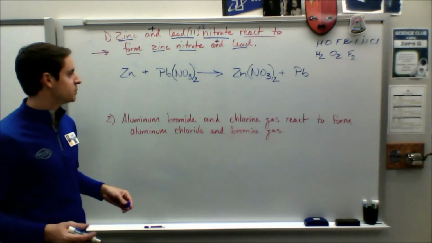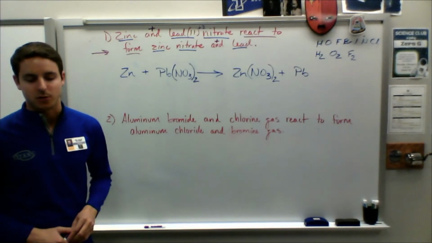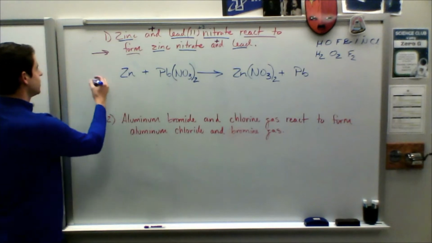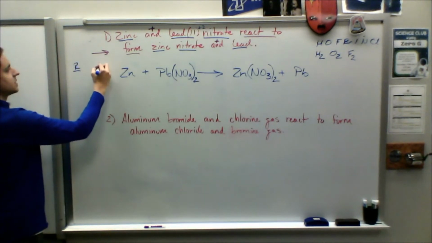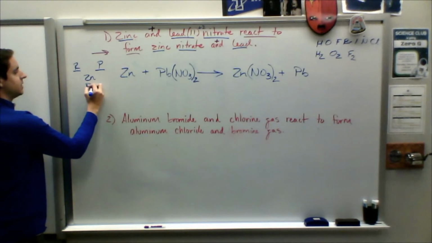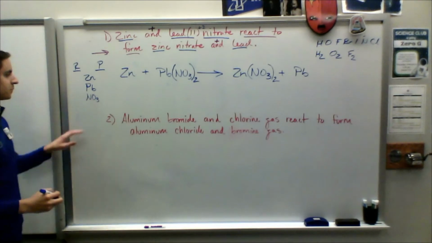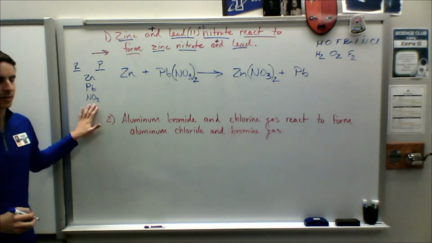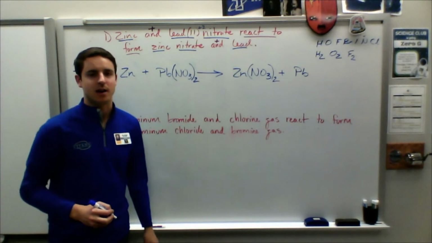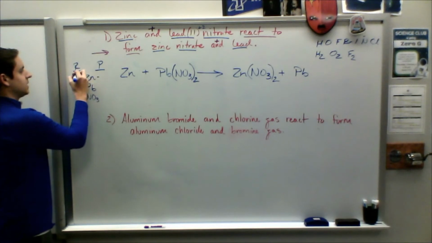Step 4, you guys should be pretty good at this one by now. This is your RP chart and balancing with your coefficients. So make your little RP chart, reactants and products. I've got zinc, lead, and I have nitrate ions participating. Remember, I'm keeping the nitrate together because it shows up on both sides. It doesn't split up into the oxygens and nitrogens. So leave that there.